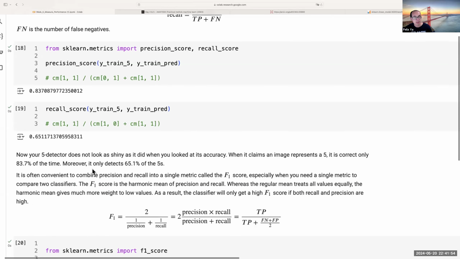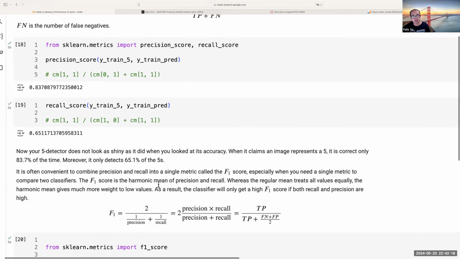Okay, so with that, it doesn't look very good, and it doesn't look as good as the accuracy that we have. That means when it claimed to be a 5, it's correct only about 83.7% of the time. And the more important part is it only detects 65% of the 5s. There is a significant portion of 5s being missed.